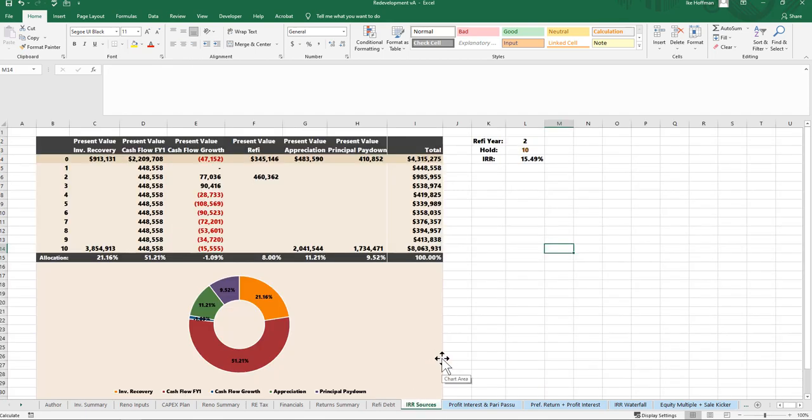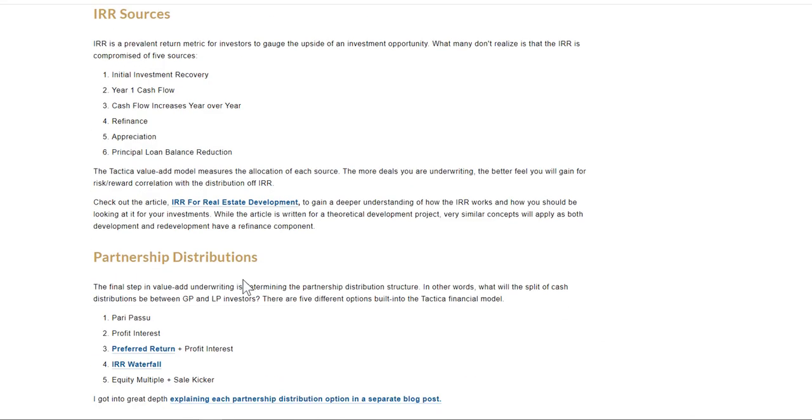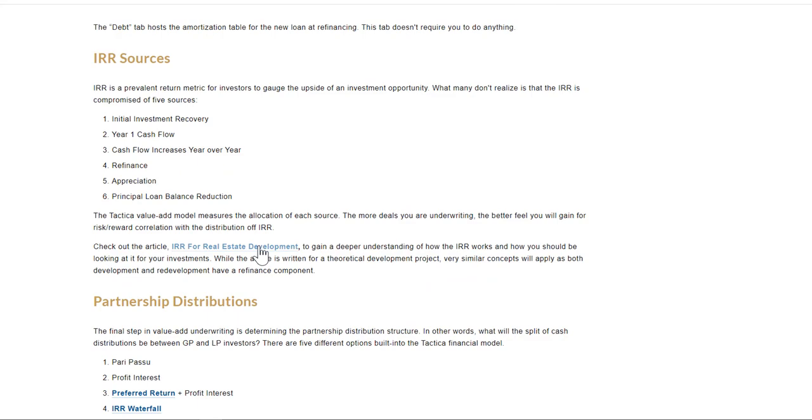The IRR sources, I have 2 different blog posts on IRR sources. It's a unique metric. It really shows you the different sources of your IRR. So are you getting it from appreciation? Are you getting it from paying down debt, from your cash flow, from growing cash flow, from the refi? The IRR sources will direct you to how it's being calculated in this particular analysis.